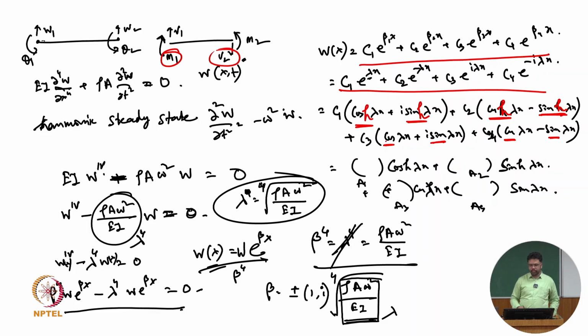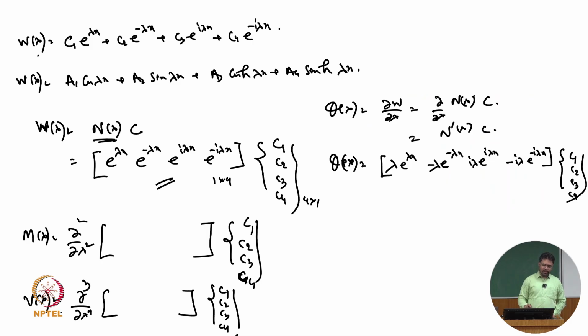We have seen either we can write it in terms of the exponential series, like C1 e to the power of lambda x plus C2 e to the power of minus lambda x plus C3 e to the power of i lambda x plus C4 e to the power of minus i lambda x. Or else we can convert it into sine, cosine, sine hyperbolic and cosine hyperbolic functions, and rewrite the full thing. Fine. So from there we can write the expression of the displacement field as N(x) times C.